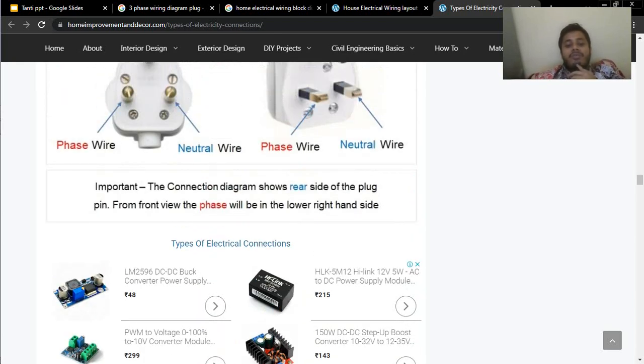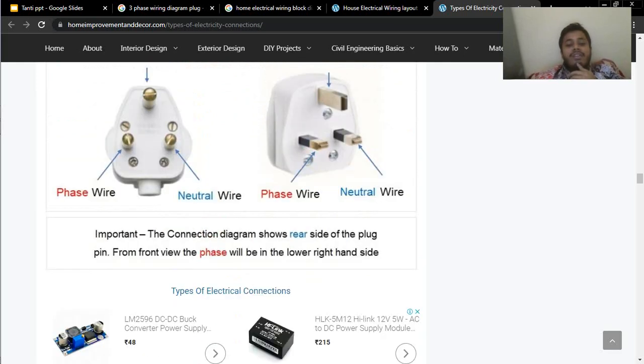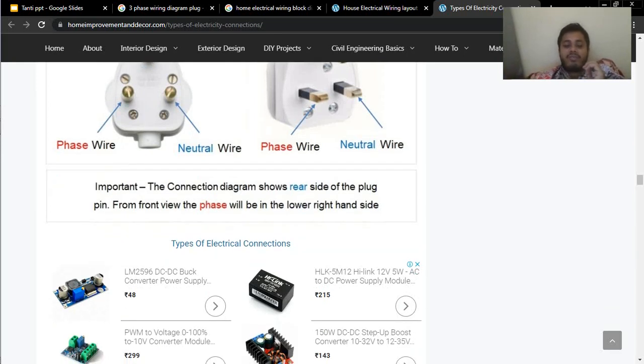So, important, the diagram shows the rear side of the plug pin. From the front view, the phase will be in the lower right hand side. So this one is the phase and this is the neutral. If you see it this way, it is neutral, phase, I mean phase, neutral.